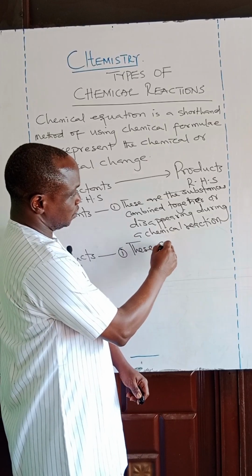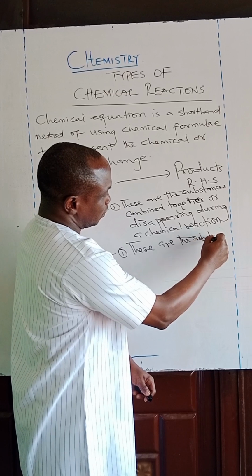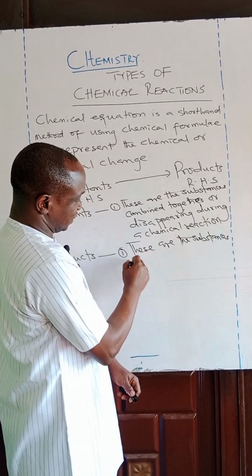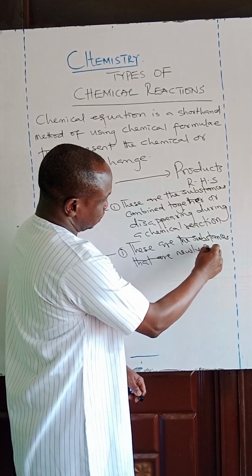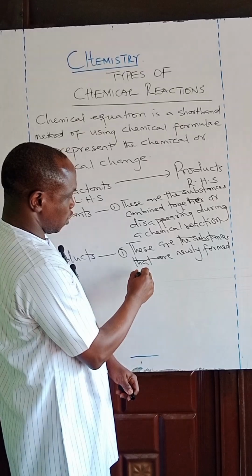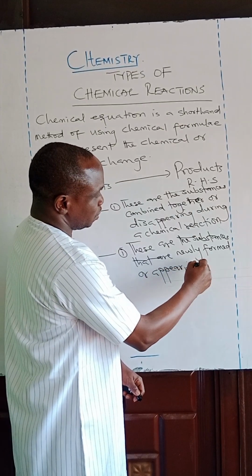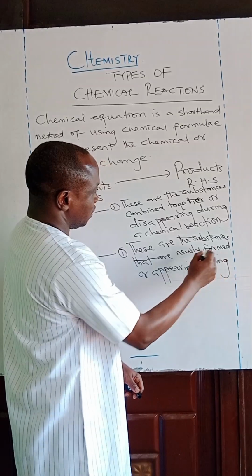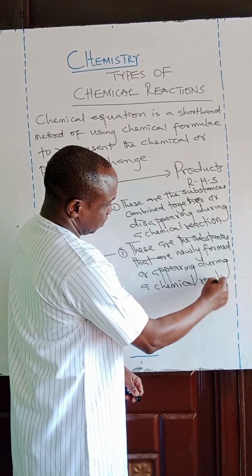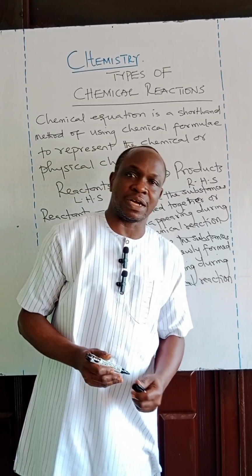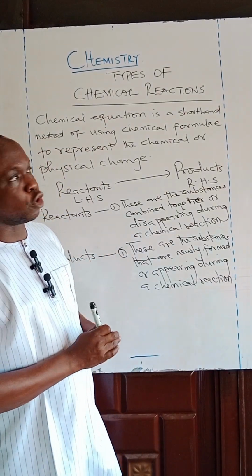Why the products? These are the substances that are newly formed or appearing during a chemical reaction. These are the definitions of the reactants and the products.